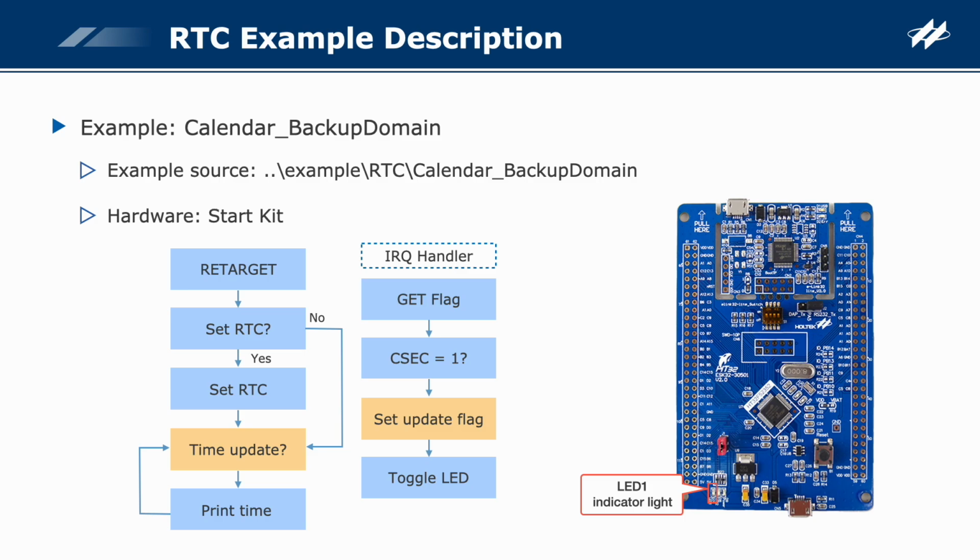The actual application of the example. When the example has been programmed into the development board, the RTC clock must be configured using the serial port debugging tool. After this, the time will update continuously in the serial port debugging tool. At the same time, the LED 1 indicator light on the start kit will flash once every second.